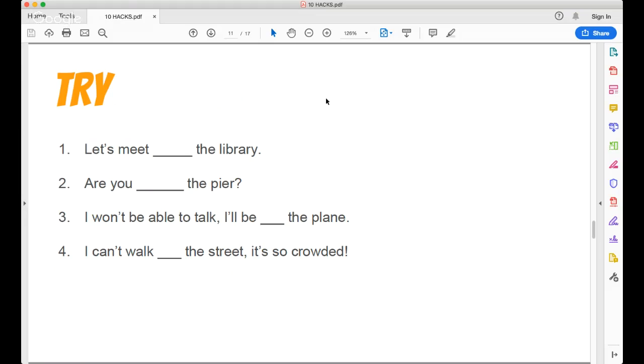Number 2, are you blah blah blah the pier? Why at? Because we use at for locations or names of establishment. On. Very nice. Very, very nice. On. Are you on the pier? Because a pier looks like a line. If you don't know what a pier is, go look it up right now. But a pier looks like a line. At the pier won't work. It doesn't make sense. But on the pier is perfect. You don't need anything else here.